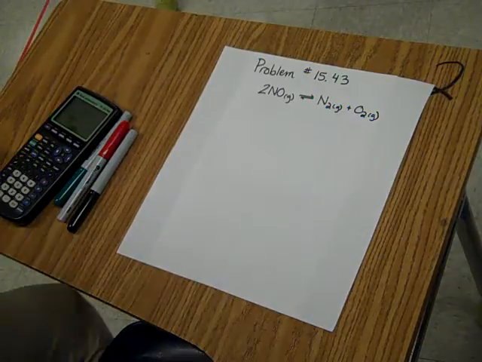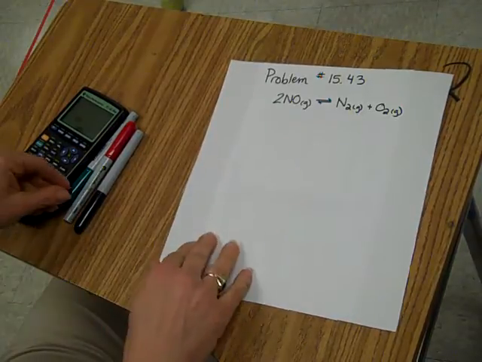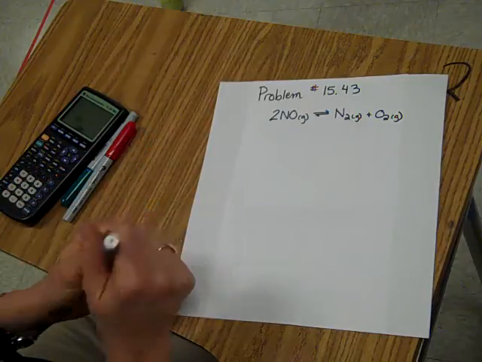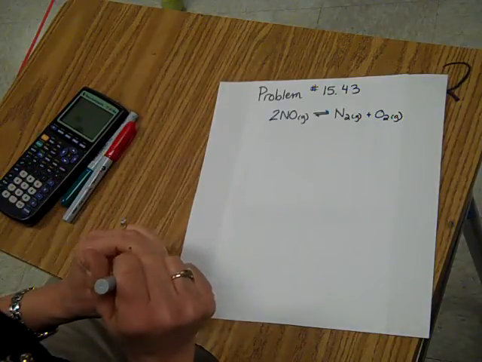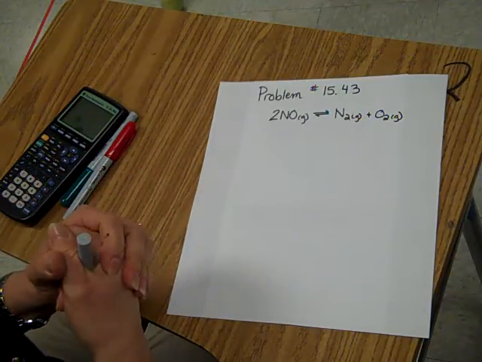Okay, tonight's first problem in the WebAssign is actually 15.43, and I know some of us got to it in class and some of us didn't quite do that. So I'm going to go over the problem with the numbers in the book, and then you can have a nice model for when you're doing your problems tonight.